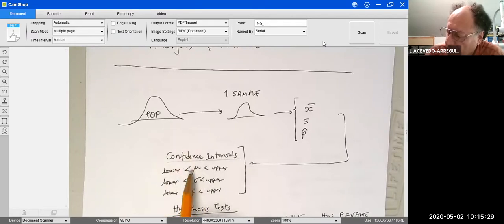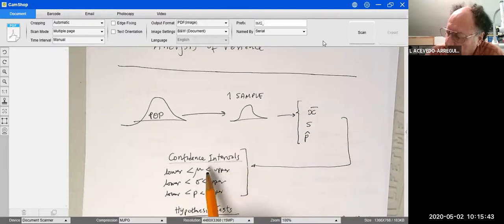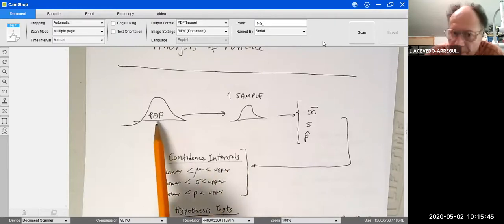So we computed the lower limits and upper limits for the mean, or for the standard deviation, or for the proportion. That was one of the first applications of having a sample, being able to get information about the population.